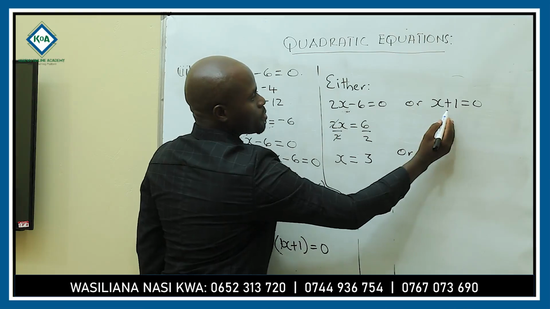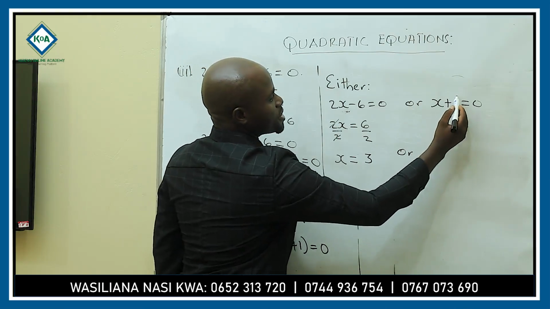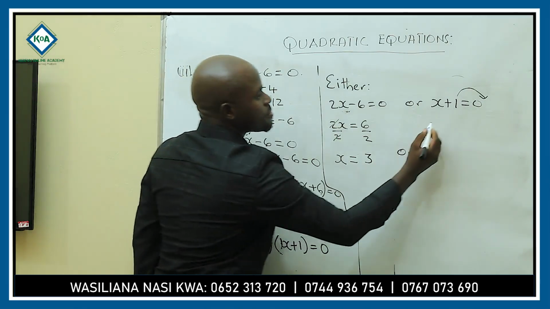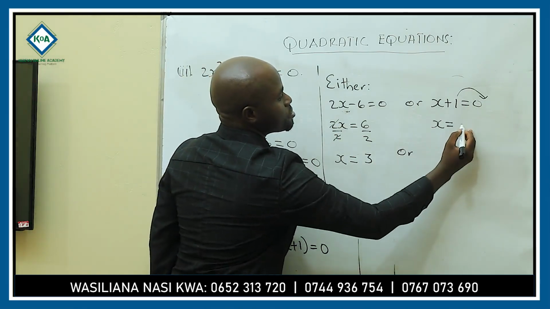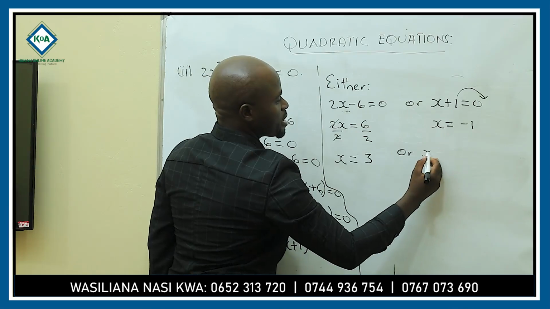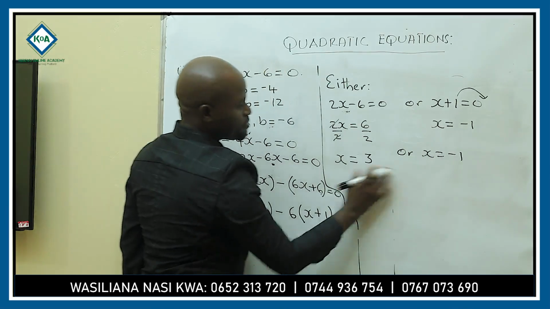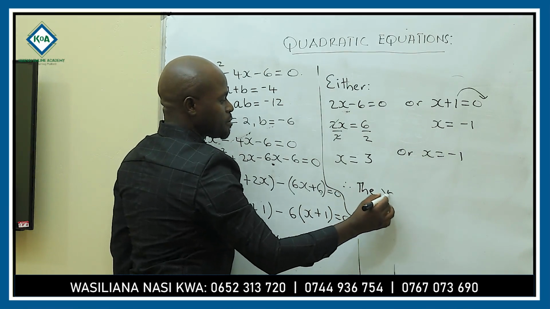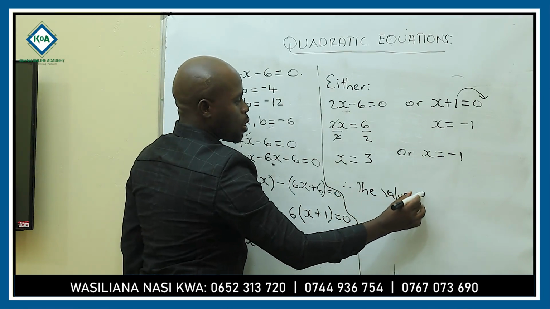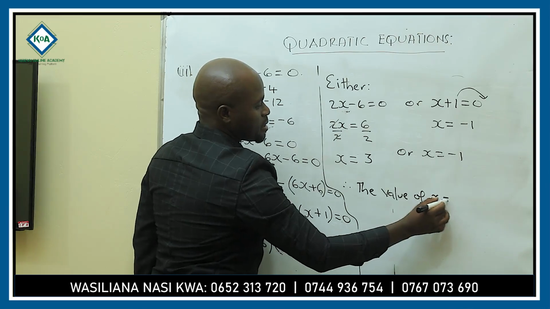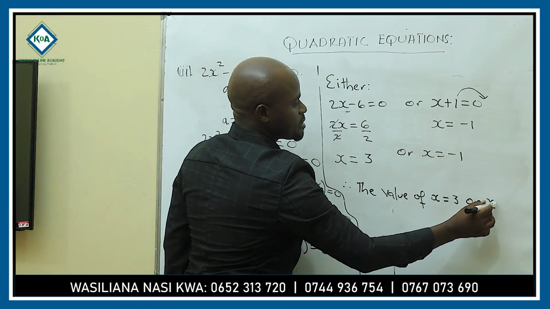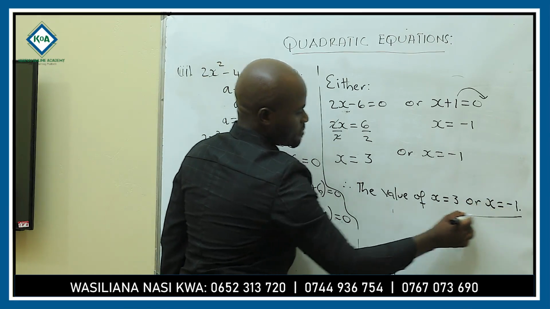Or here, x plus 1 is equal to 0. So we shift 1 to the other side where it will become negative. Then x is equal to negative 1. So we have two answers. So conclusion, therefore, the value of x is x equals 3 or x equals negative 1.